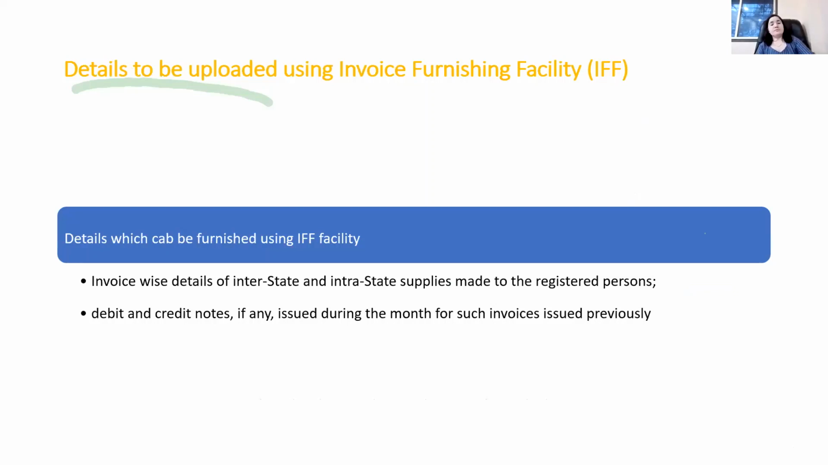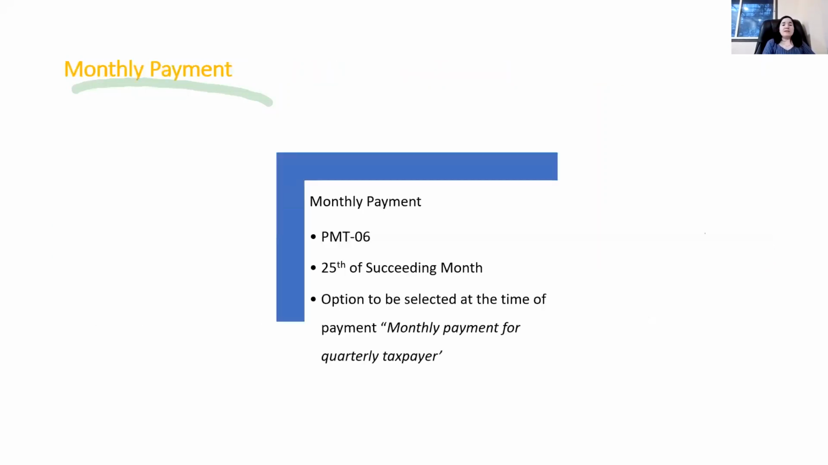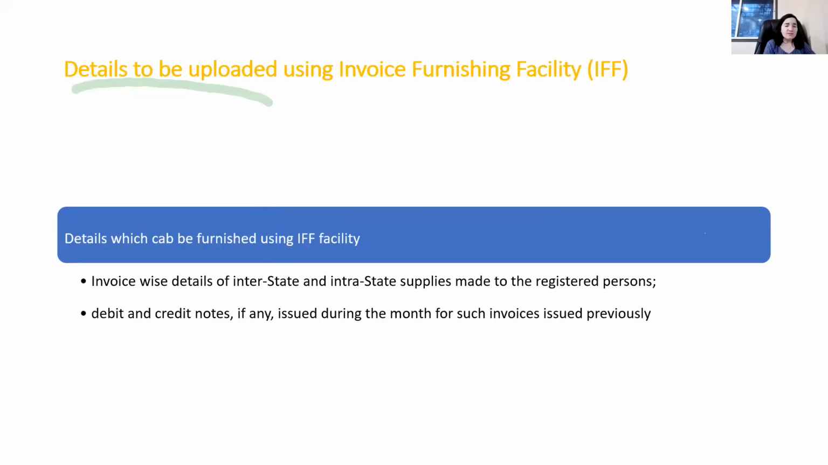Now, as discussed, what are the details required to be furnished under the IFF? So friends, we had already discussed that the IFF is nothing but the GSTR1. So all the invoice-wise details like intrastate supplies made to registered persons, debit notes, credit notes, etc. Even the amendments to those can be uploaded using the IFF facility.